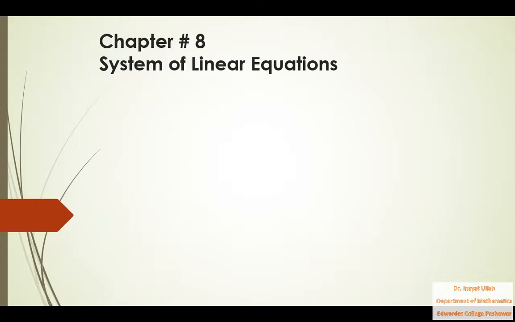Dear students, today we will study the solution of system of linear equations. What is a linear equation? An equation which involves a variable containing highest power 1. For example, let us consider this equation.